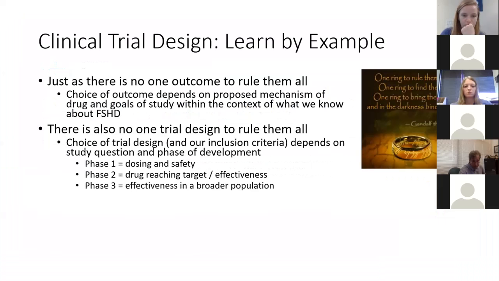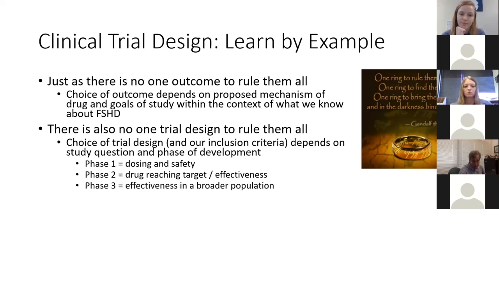So when we're thinking about trial design, there's sort of two things. There's outcome measures and there's the design of the study. And people often ask me questions like, what's the single best outcome measure, or what's the single best trial design? But the truth is, this isn't like the Lord of the Rings. There's not one to rule them all. The truth is, it's going to depend. The outcome measure depends on the mechanism of your drug and what you're hoping your study is going to show. And your trial design depends on where you are in the development of that drug.